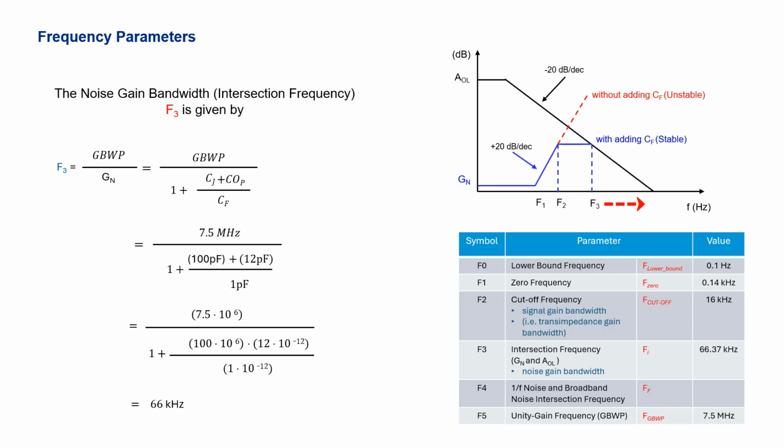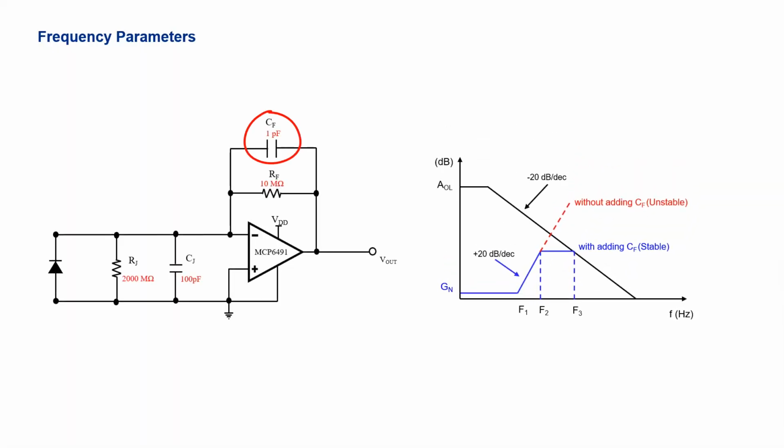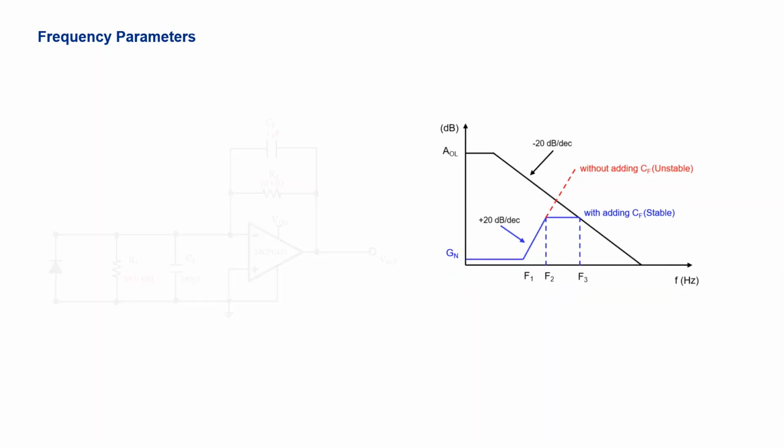Now, when F is larger than F3, the noise gain is determined and limited by the open loop, which decreases by negative 20 dB per decade. The value of the feedback capacitor affects the location of F2, which determines the signal gain bandwidth and the phase margin of the photodiode amplifier.